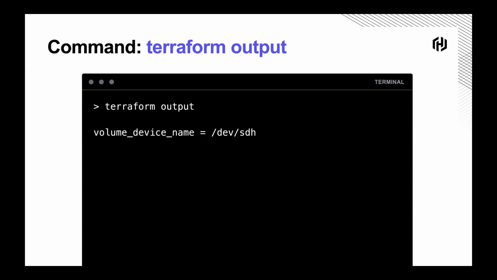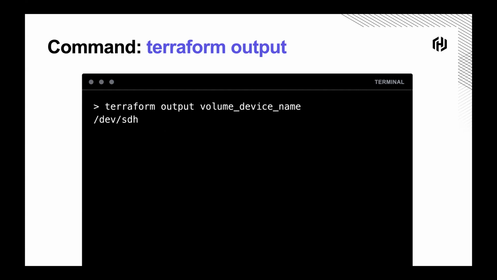If you just run Terraform output, that will print out all of the outputs that you have defined after you've completed a Terraform apply run at least once. If you want to see a specific output value, you need to be a little bit more specific with Terraform and supply the output's name. And there it is. So we have our volume device name with Terraform output.